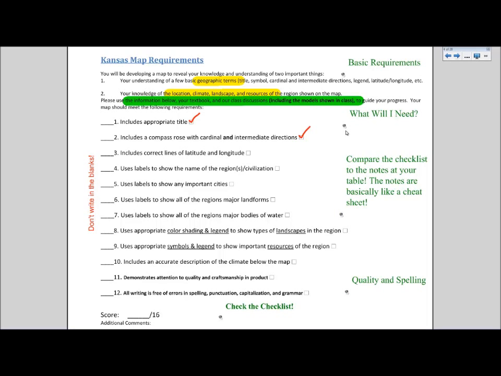Anytime you work on a map in social studies, you'll need at least 3 things in front of you. You'll want the checklist below, you'll want your textbook, and you'll want our notes from class. It also says that you can use the models shown in class. That would be this Kansas map. What we complete together today is the example for all of the maps that you'll complete all year long.